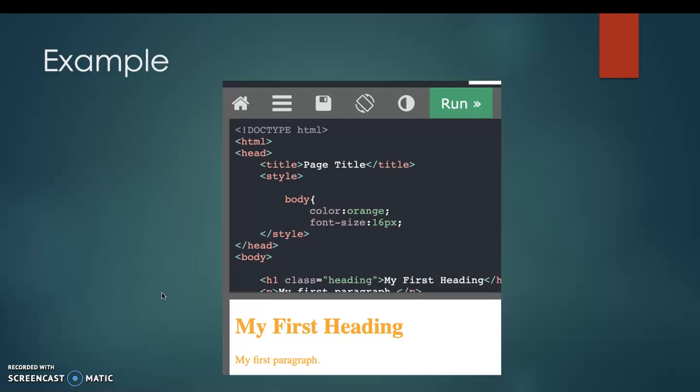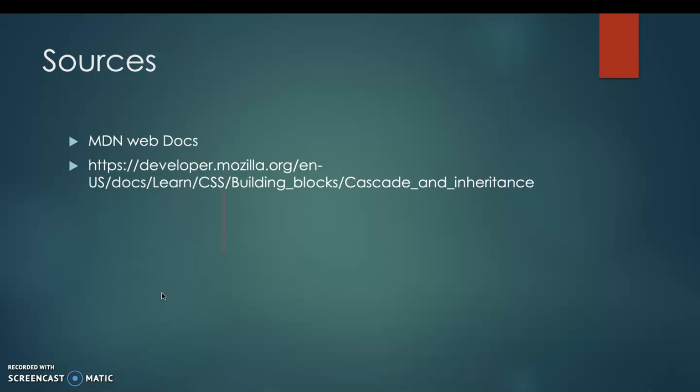It is a child of the body element, but it is still being given the same color property. And then below that I have a paragraph that says my first paragraph. That is also not the body element, but is a child of the body element, and therefore is inheriting the font size of 16 pixels and the color of orange. So that's my presentation on cascades and inheritance.